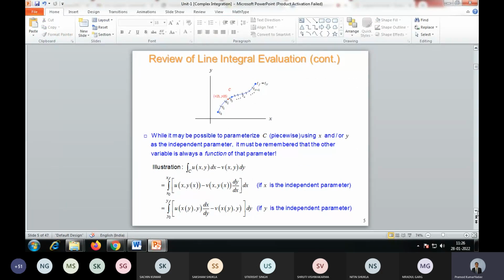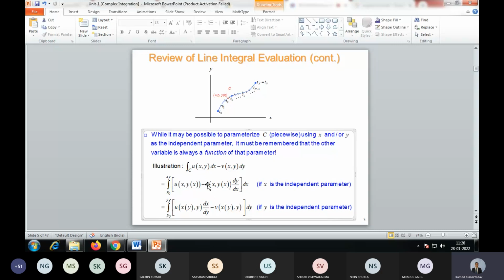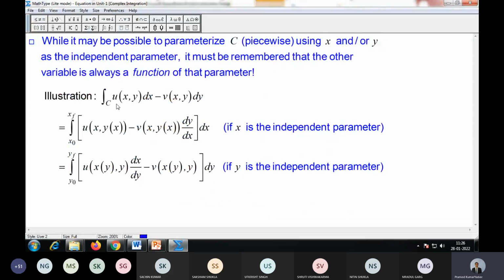So here I try to mention again the same concept. There I will take t, but if we convert y in terms of x, then dx by dx will be 1, then dy by dx and dx. So if x is the independent parameter and y depends on x; if y is the independent parameter and x depends upon y, then here dx by dy and this will be 1, and then dy.